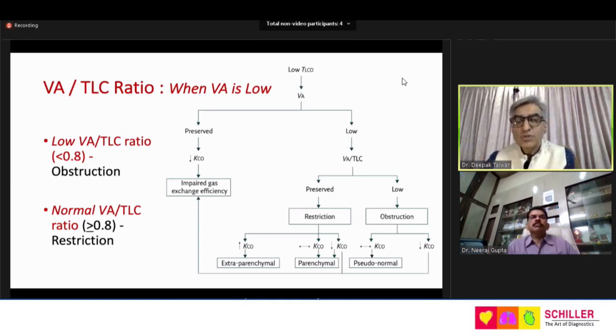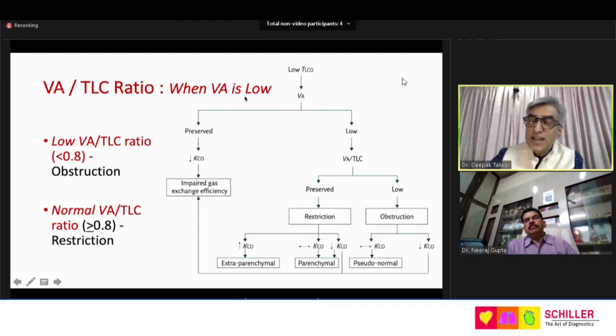Another way of looking at it is to correct the VA over the TLC ratio. So if you have a body box, you have done the lung volumes, you have TLC, then it can be incorporated in the interpretation of the low diffusion capacity. You can see this chart which tells us if you have a low VA over TLC ratio, which, as I told you, is supposed to be above 80%, but preferably around 90. If it is less than 80%, it is suggestive of obstruction. If you have this ratio preserved, above 0.8 or 80%, it is indicative of restriction. So if you have a low diffusion capacity, you look at the VA. If VA is also low, look at VA over TLC. If that is also low, then it is an obstructive disease. But if it is well preserved, it is a restrictive disease. And then you start interpreting with the use of KCO.